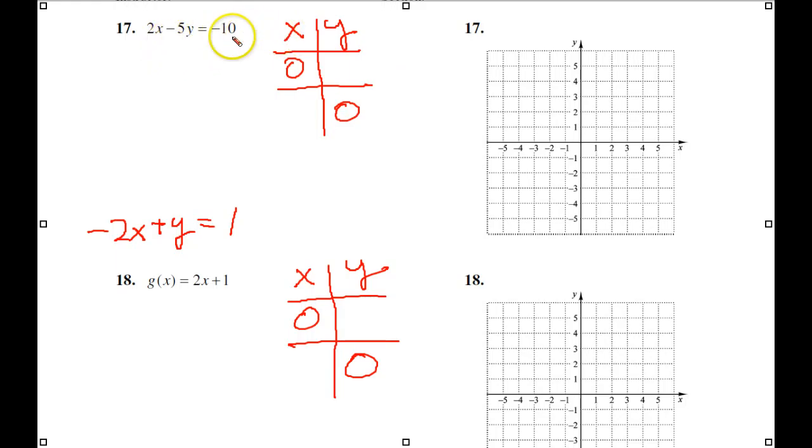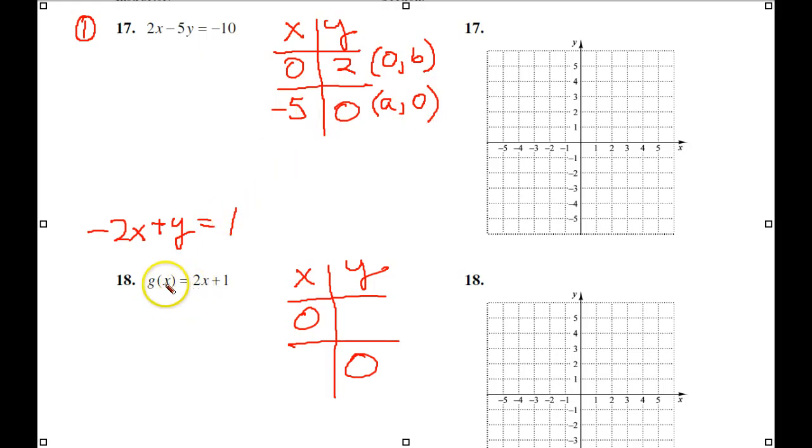Now I did some preliminary work on 17 and 18, but here this is Formula 1, standard form. I've set up my x and y intercept t-chart. So if x is 0, this is going to be 2. Just divide both sides by a -5. And if y is 0, this is going to be a -5. So again, this is your y-intercept, and this is your x-intercept.